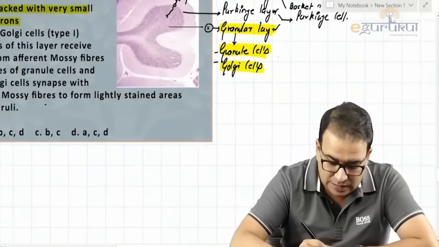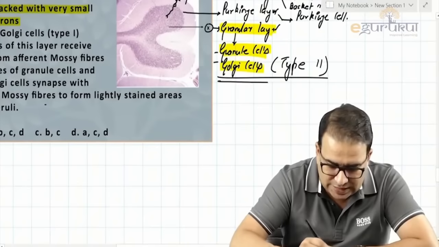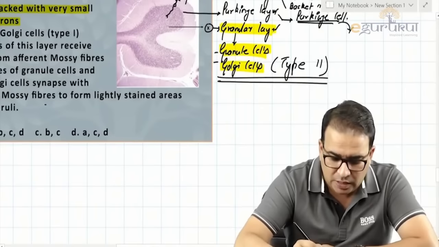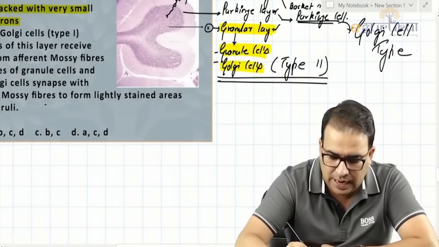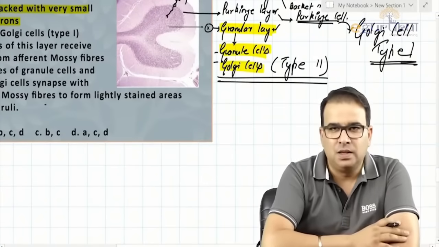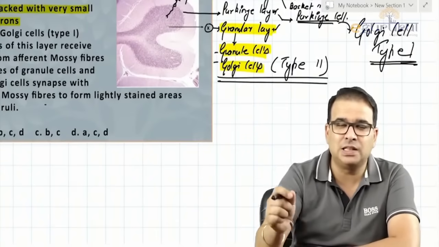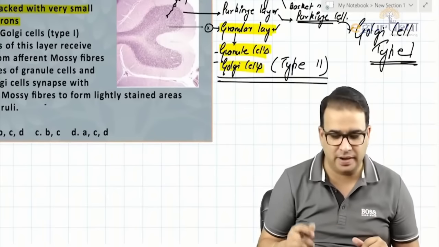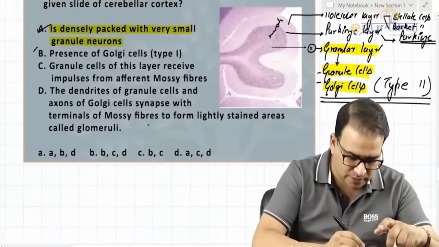It's Golgi cell type 2. What is Golgi cell type 1? Golgi cell type 1 is a Purkinje cell only. Purkinje cells are the Golgi cell type 1. Type 2 Golgi cells are the ones which we simply call Golgi cells, present in the inner layer, that is the granular layer here. That means option B is not correct. So let me put it out here.